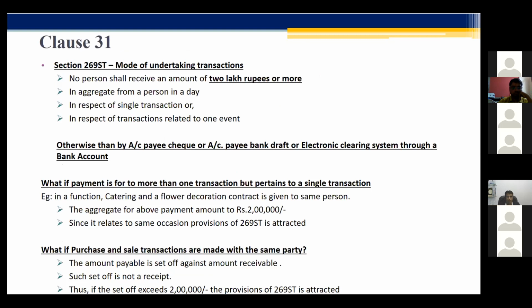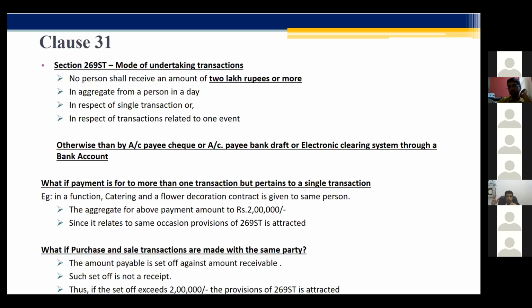Coming to clause number 31, again 269ST, mode of undertaking transactions. It has been in the statute for quite some time now, 2 years. 269ST, clause 31, requires you to report that no person shall receive an amount of rupees 2 lakh or more in aggregate from a person in a single day, in respect of a single transaction, in respect of transactions related to one particular event, otherwise than by account payee cheque or account payee draft or electronic clearing system through a bank account.